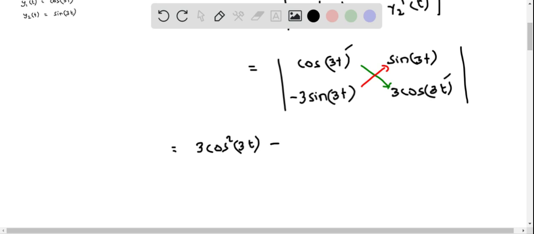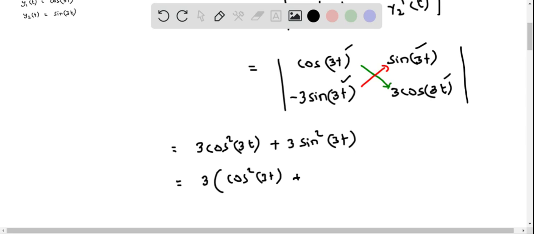We then put negative, and the product of negative 3 sine 3t times sine 3t is negative 3 sine squared 3t. But since we already have a negative, this will become plus. So it will be 3 sine squared 3t. And now we factor 3 from both the terms. So it will be 3 times cosine squared 3t plus sine squared 3t.